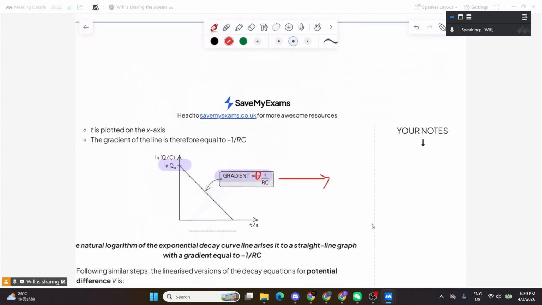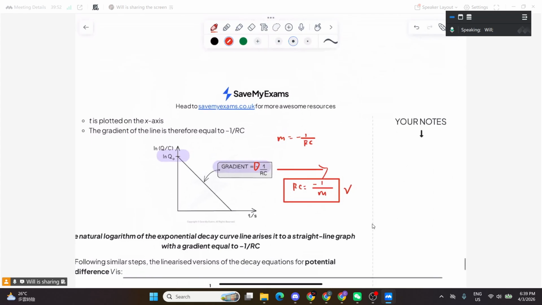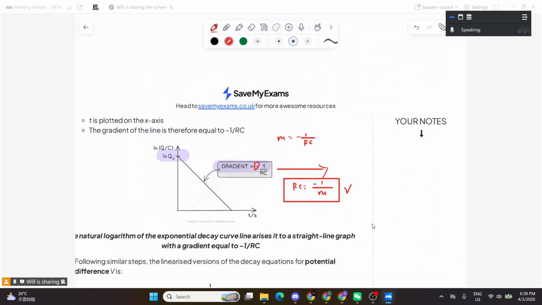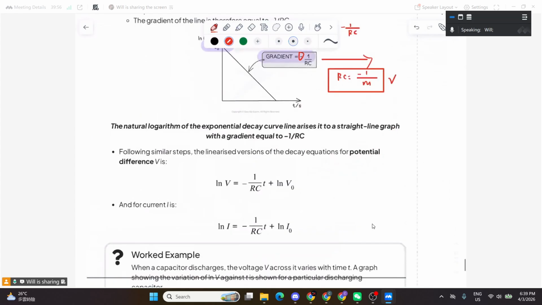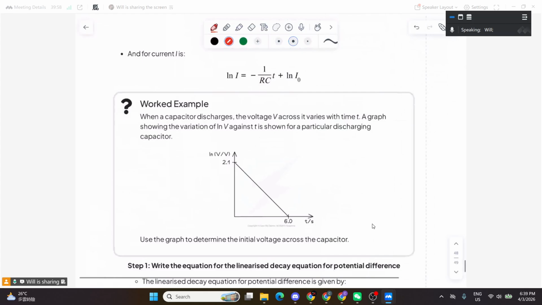The gradient is m, right? So m is negative 1 over RC. If you want to find the time constant, RC is what? It's -1 over m, right? So we can transfer it like this. Understand that? Okay.